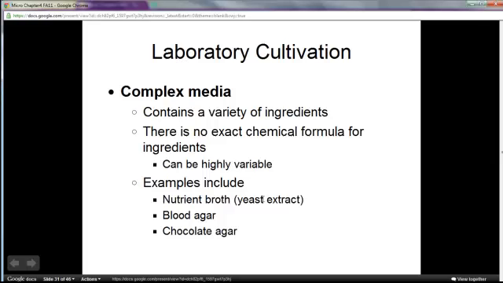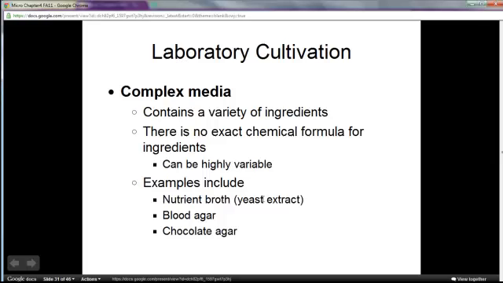So, based upon these examples here, nutrient broth or nutrient agar, which is probably the most prevalently used medium in the laboratory. If you look at the ingredients, you'll find something called yeast extract, which is basically a bunch of dead yeast cells. And the point here is that yeast cells do not have a specific chemical formula. We can't take one yeast cell and say, okay, this yeast cell is C12H14O5. Yeast cells can differ from cell to cell, so there's no exact chemical formula.